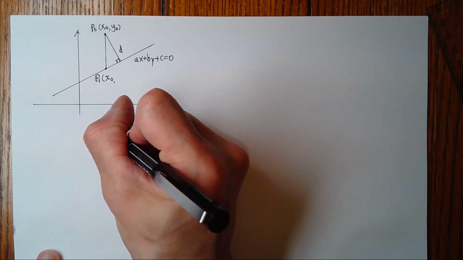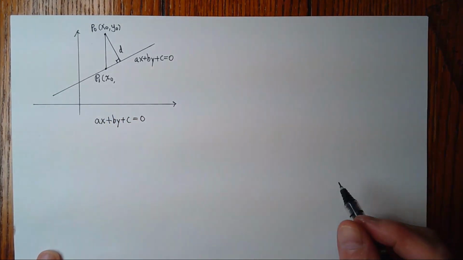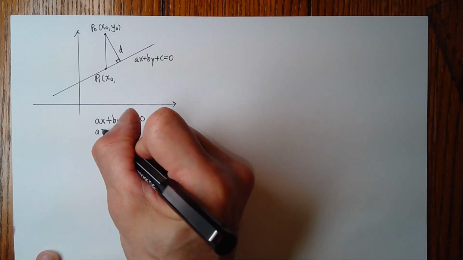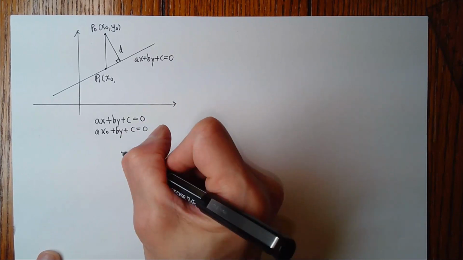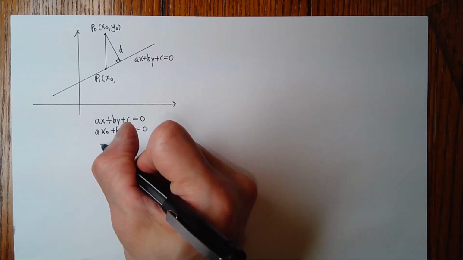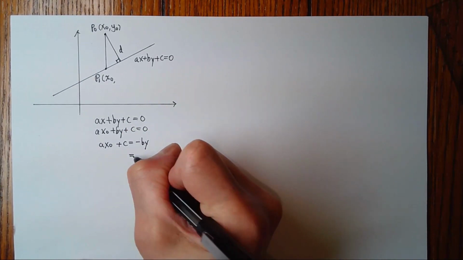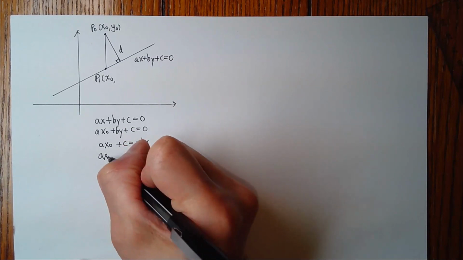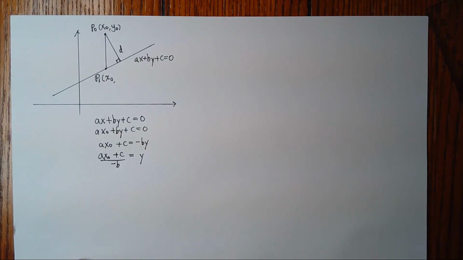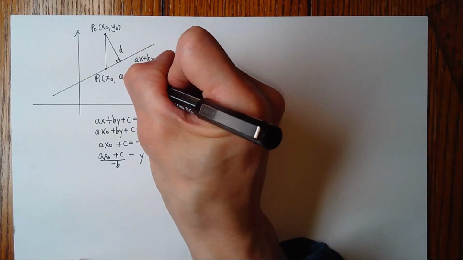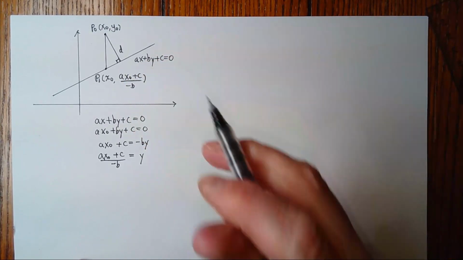So we start with the equation ax plus by plus c equals 0, and we're going to plug in x sub 0 for x. We're going to solve for y. So we have a times x sub 0 plus c equals minus by, and y equals a times x sub 0 plus c divided by minus b. I'm going to put it here: a times x sub 0 plus c divided by minus b.